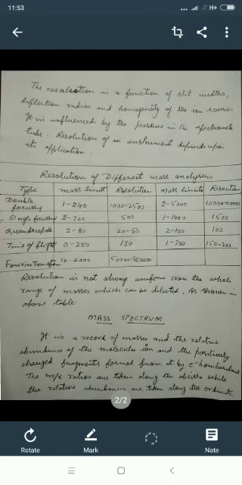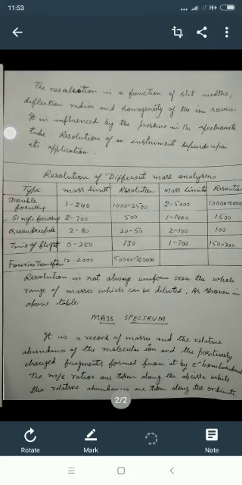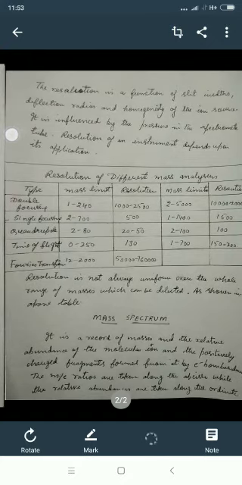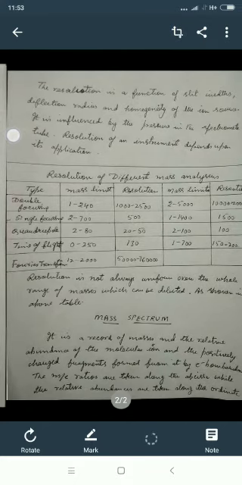First is double focusing. The mass limit is 1 to 2500 and resolution is 10,000, and the mass limit is 2 to 5000 and resolution is 10,000 to 20,000. In the single focusing, it is 2 to 700 and resolution is 500, and mass limit is 1 to 1400 and resolution is 1500. In the quadrupole, it is 2 to 80 mass limit and resolution is 20 to 50, and mass limit is 2 to 100 and resolution is 100.